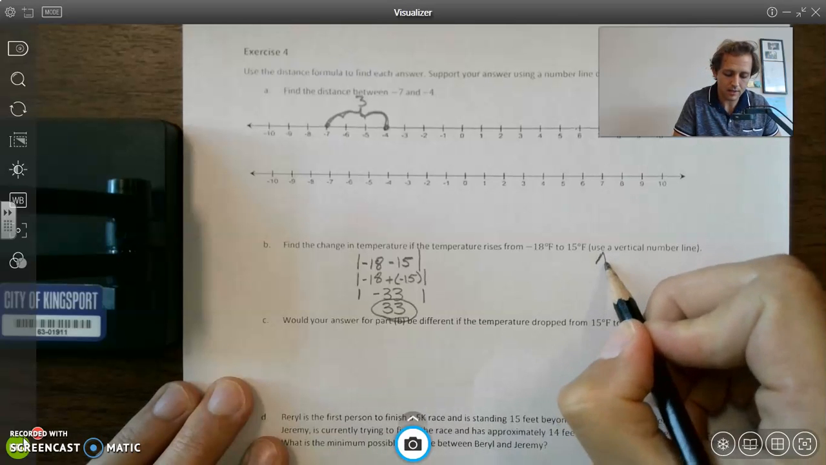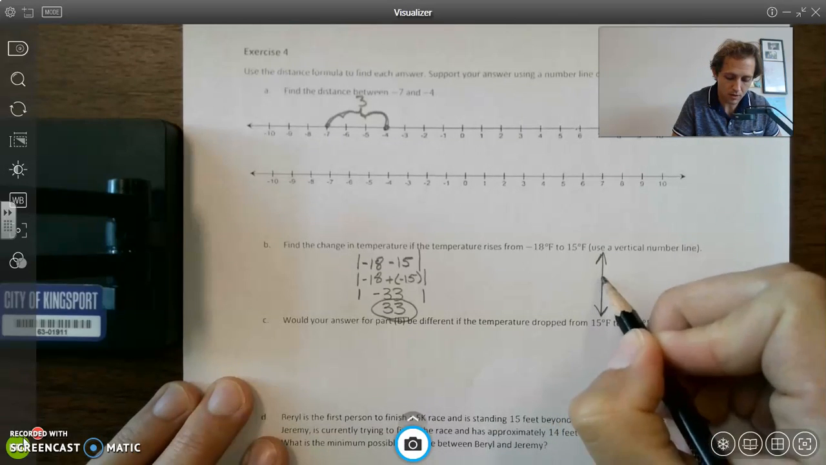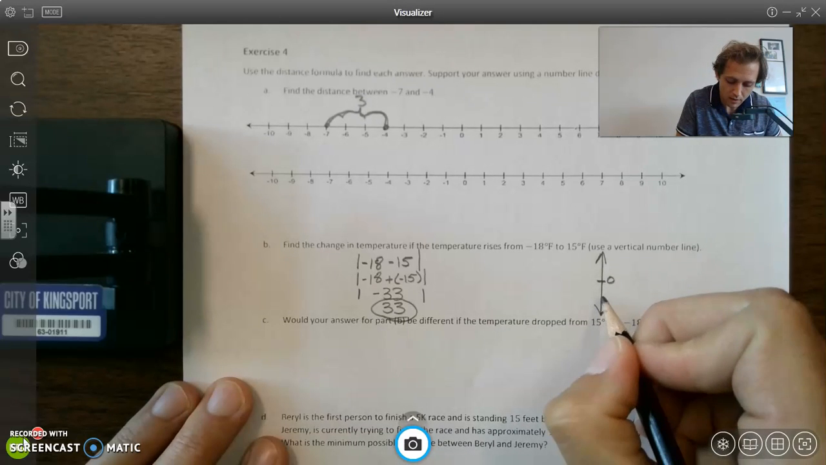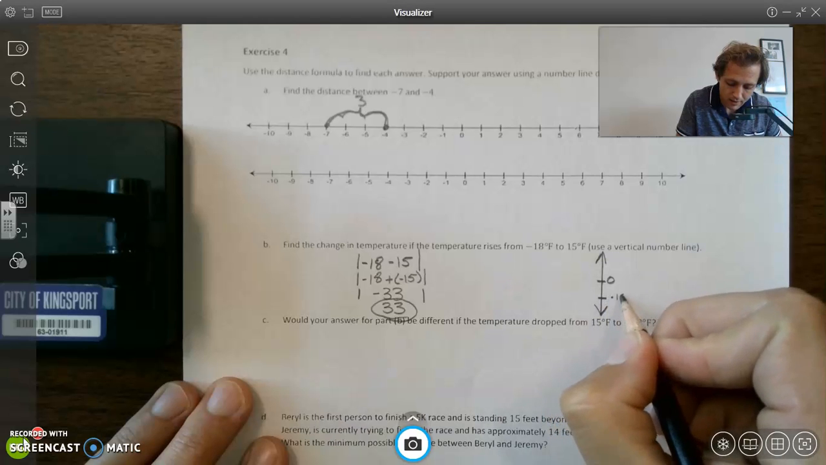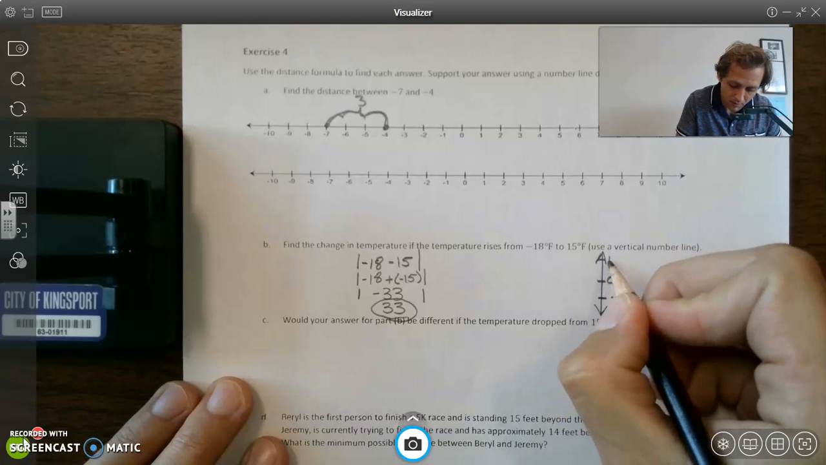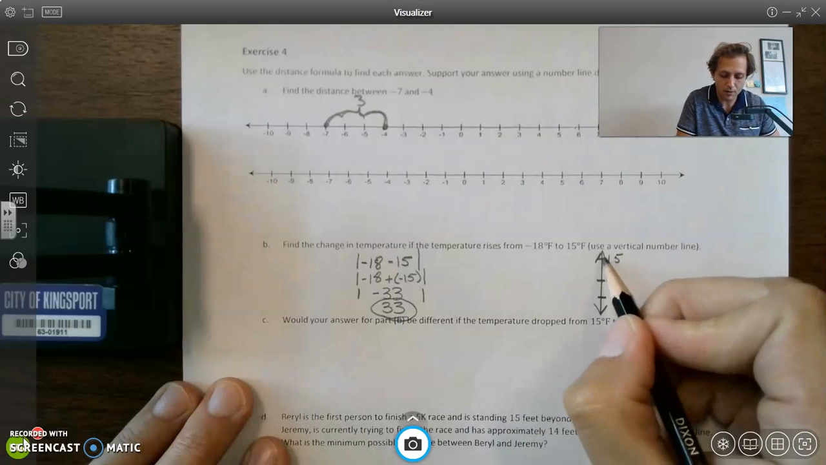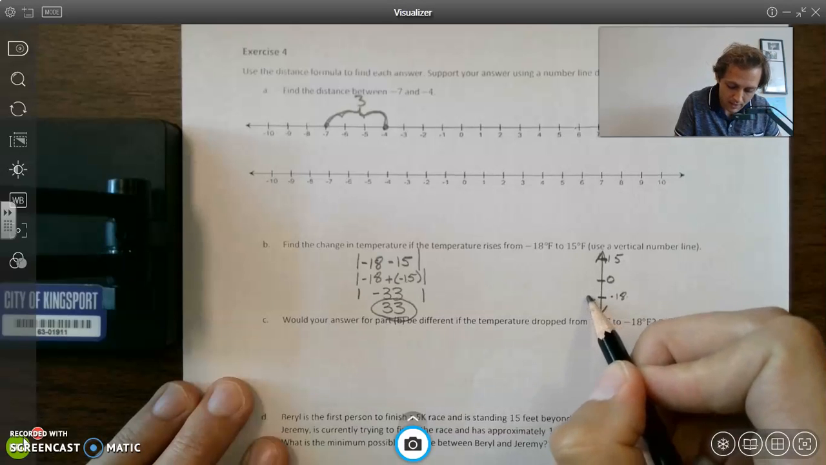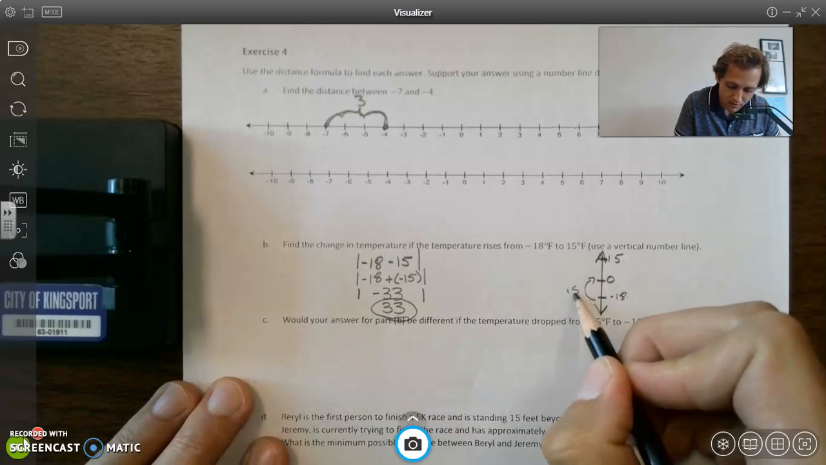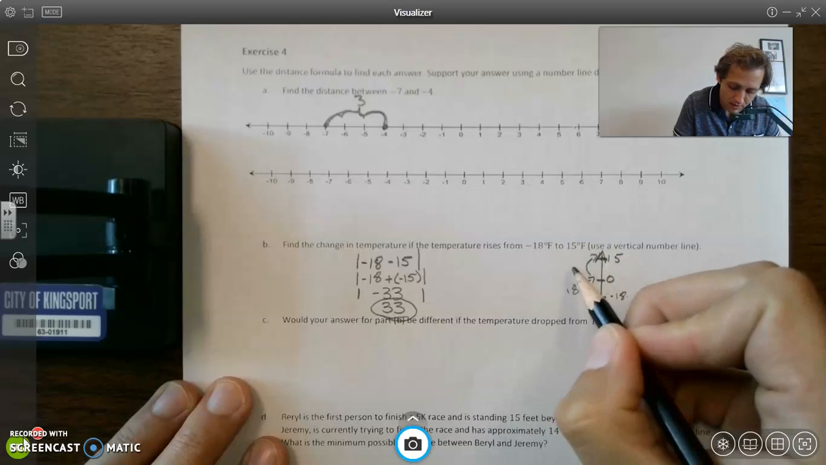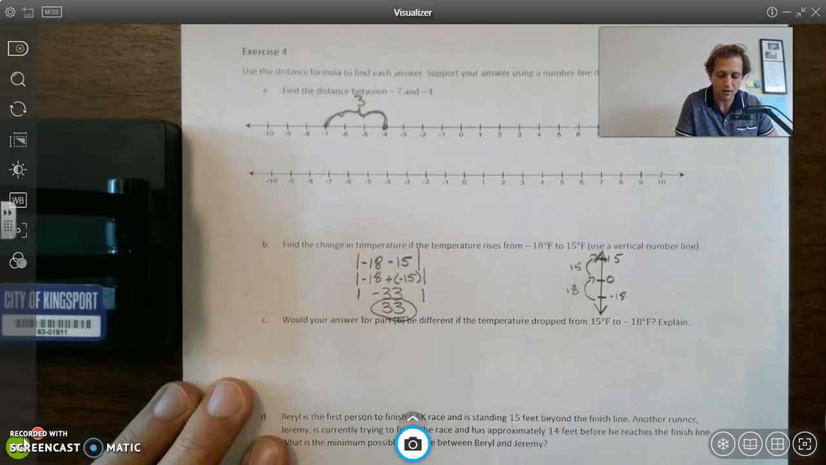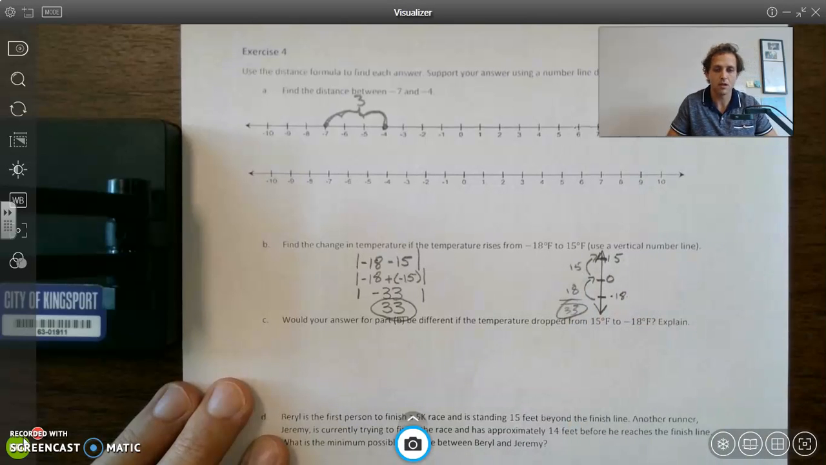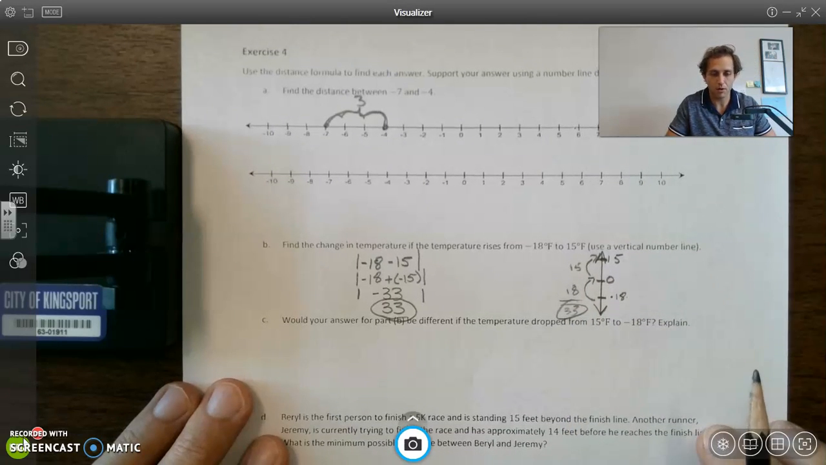Now, I could see this more visually if I wanted to. Let's create a number line. 0. Down here I would have -18, and up here I would have +15. So now if I want to talk about the distance between these two numbers, I would say, well, I have to go 18 spaces to get to 0, and then I have to go an additional 15 spaces to get to 15. So 15 and 18, that would be a total of 33 spaces. So I can look at it on a vertical number line.